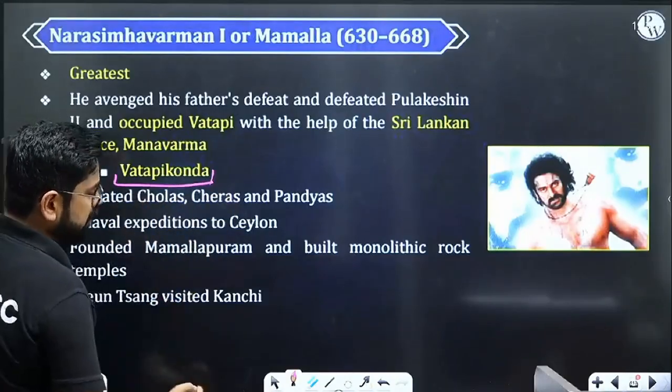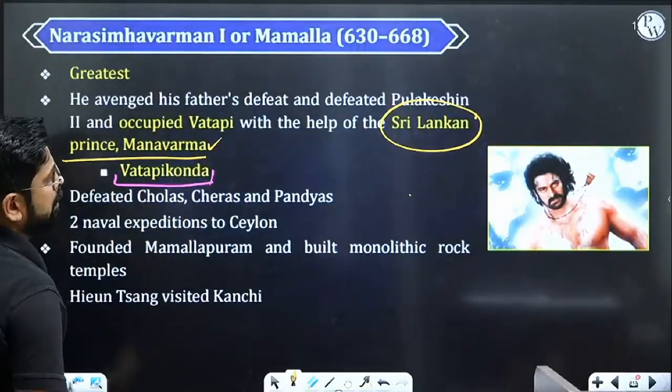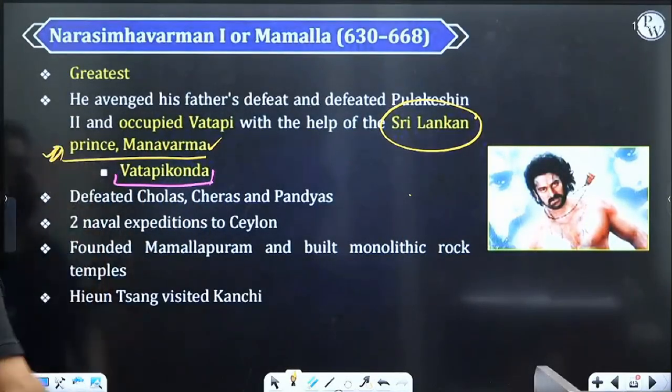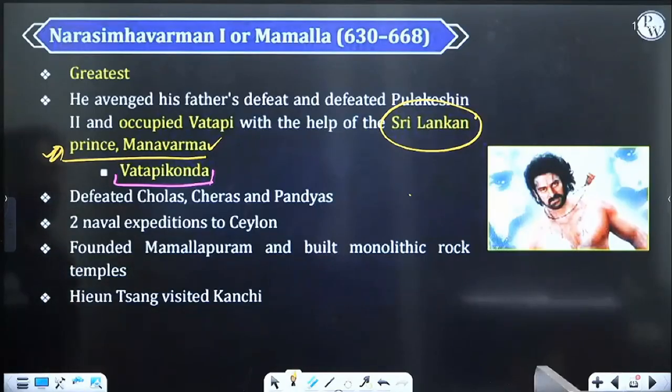Now here one more thing we need to understand, that here he was not alone. He was also supported by Katappa, not Katappa, Prince Manavarma, right? So Sri Lankan Prince Manavarma is also supporting him. It is not only Pallavas, but Pallavas plus Sri Lanka attacking Pulkesin, defeating him. Other than that, he had defeated all the nearby small kingdoms, Chola, Chera, Pandyas.